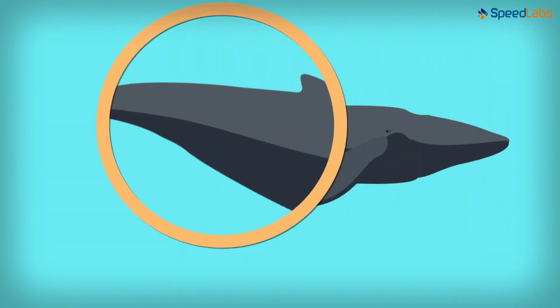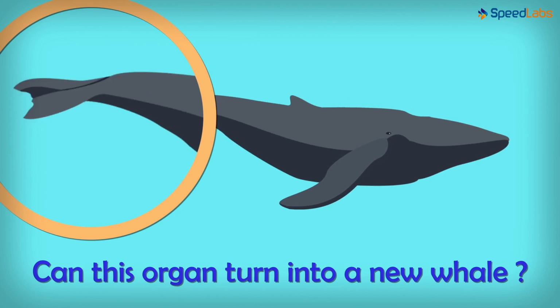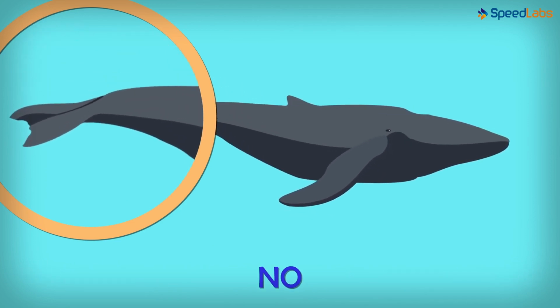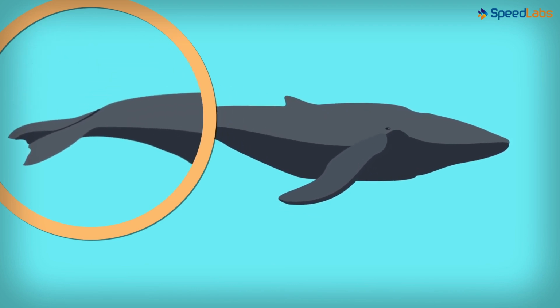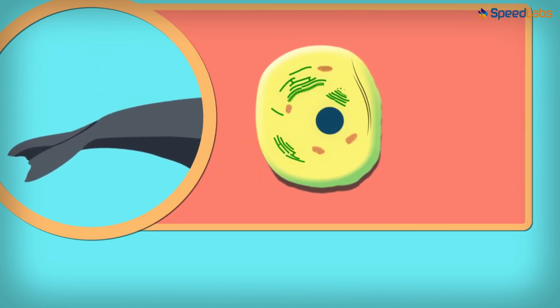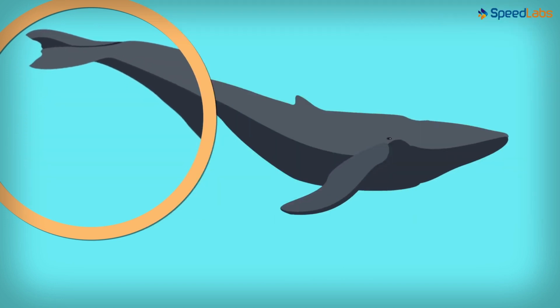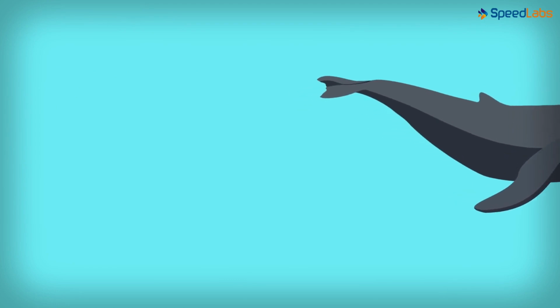So let's say this organ of the body is separated. Can it turn into a new whale? No, it can't turn into a new whale because it needs the other types of cells too. The cells in this organ may not be able to produce the cells of the other body parts. And that is why simple cell division and multiplication would not have helped these complex organisms.